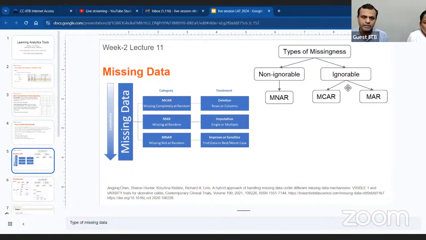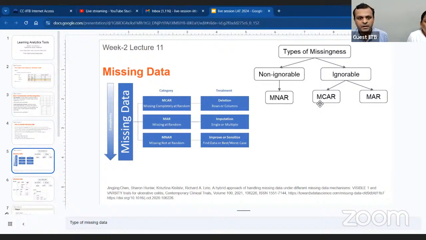In ignorable data, there are types like missing completely at random or missing at random. When you say missing completely at random, the data is missing and we don't know the reason. We can simply ignore or delete the data.